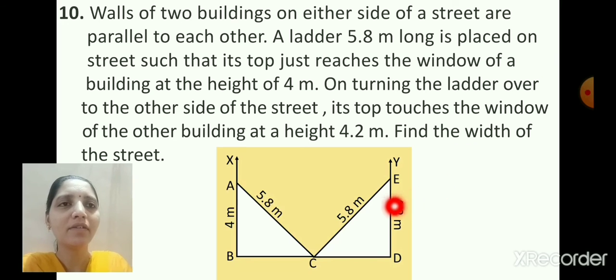Then on turning the ladder over to the other side of the street, its top touches the window of the other building at the height of 4.2 meter. So this distance DE will become 4.2 meter, and ladder we know it is 5.8 meter. Then we have to find the width of the street. Now what is the width of street? Segment BD. So segment BD we have to find out. Now let's try to solve this.